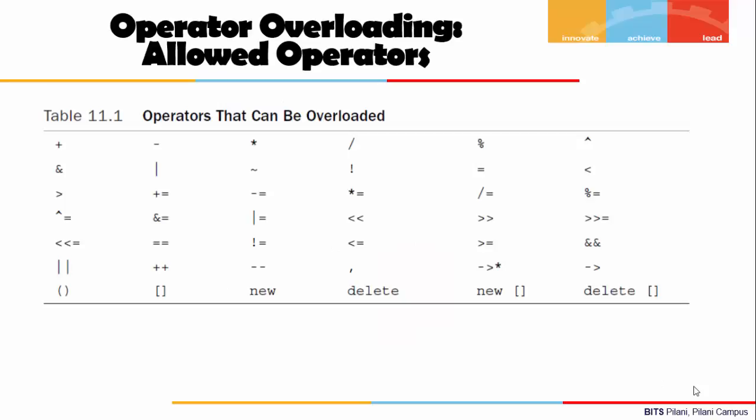Now, these are the operators that can be overloaded in C++. We can overload plus, minus, star, division, modulus, raised to the power, ampersand, all these things. But even though so many operators are allowed, there are some restrictions. Overloaded operators don't necessarily have to be member functions. So we will see the restrictions of operator overloading now.